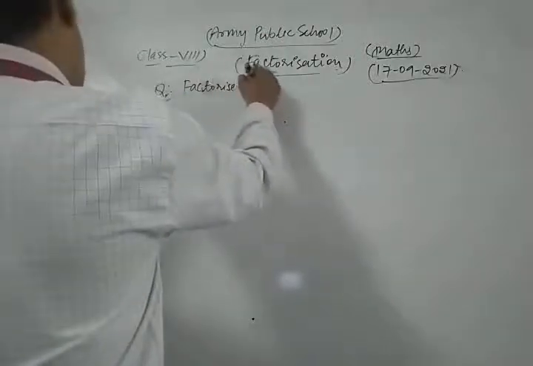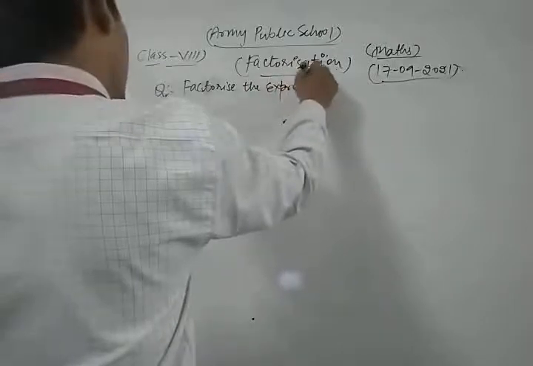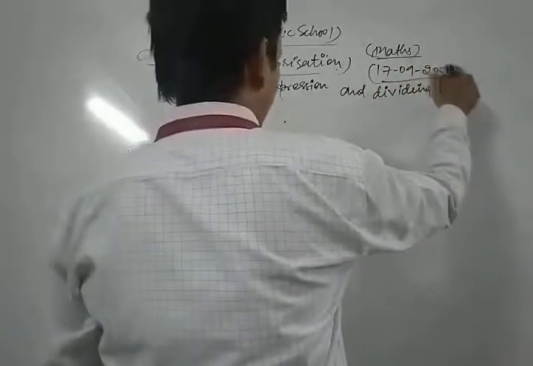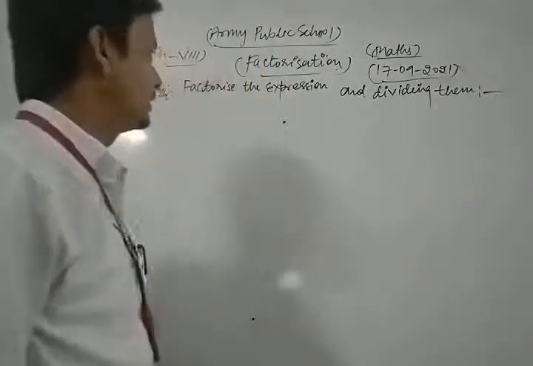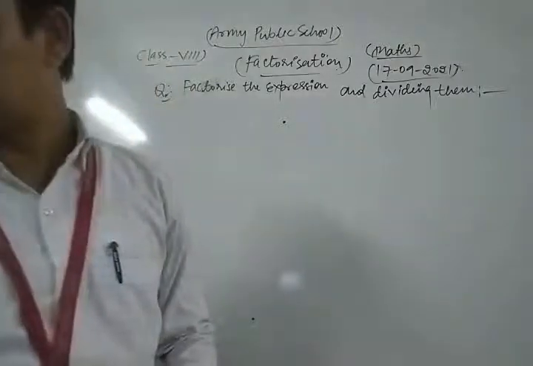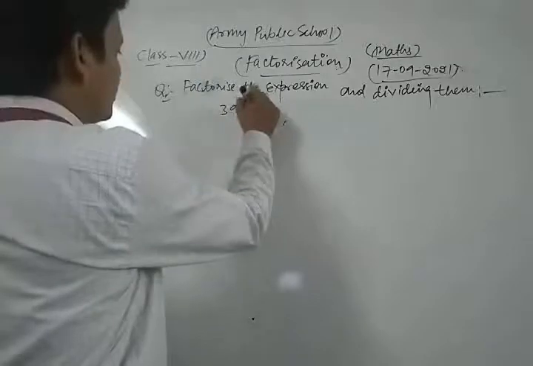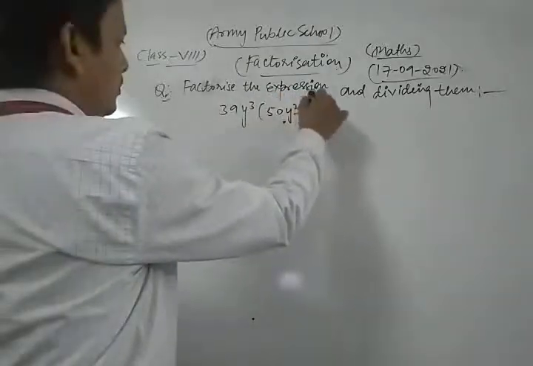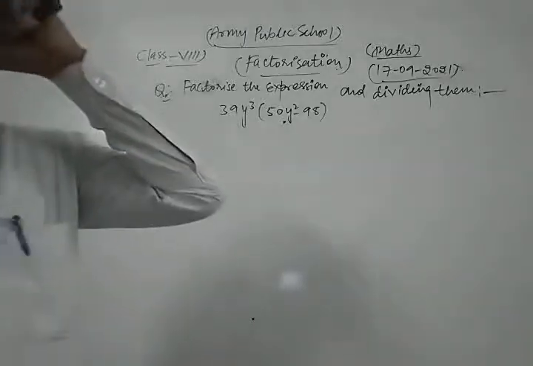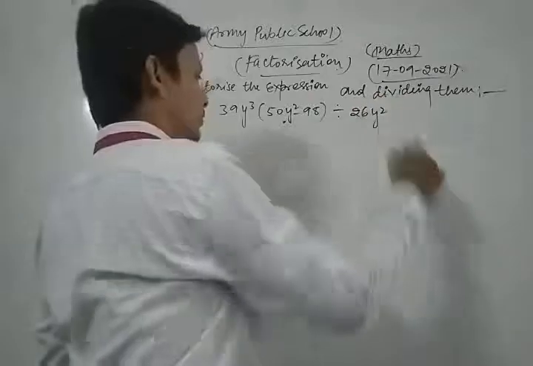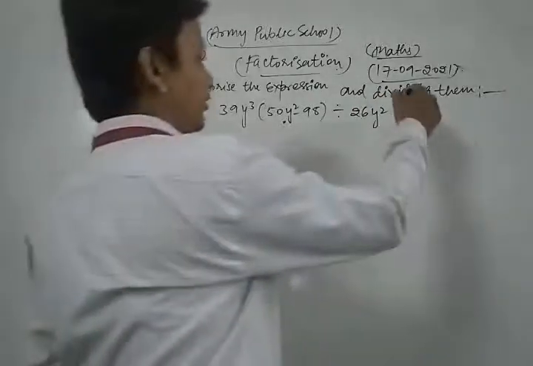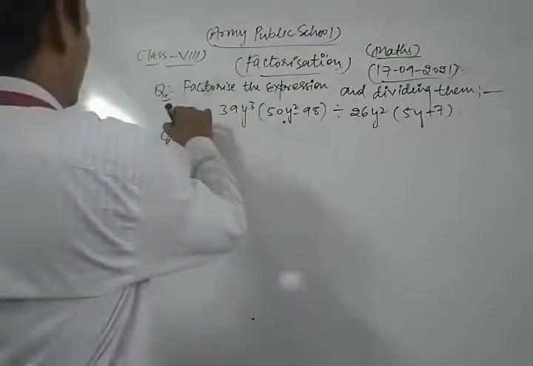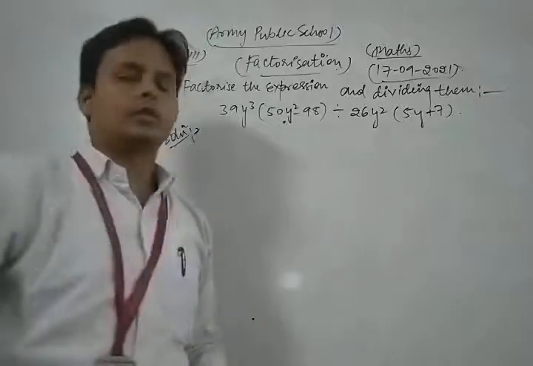Factorize the expressions and divide them. The expression is 39y cube in bracket 50y square minus 98, divided by 26y square in bracket 5y plus 7. Now let's simplify them.